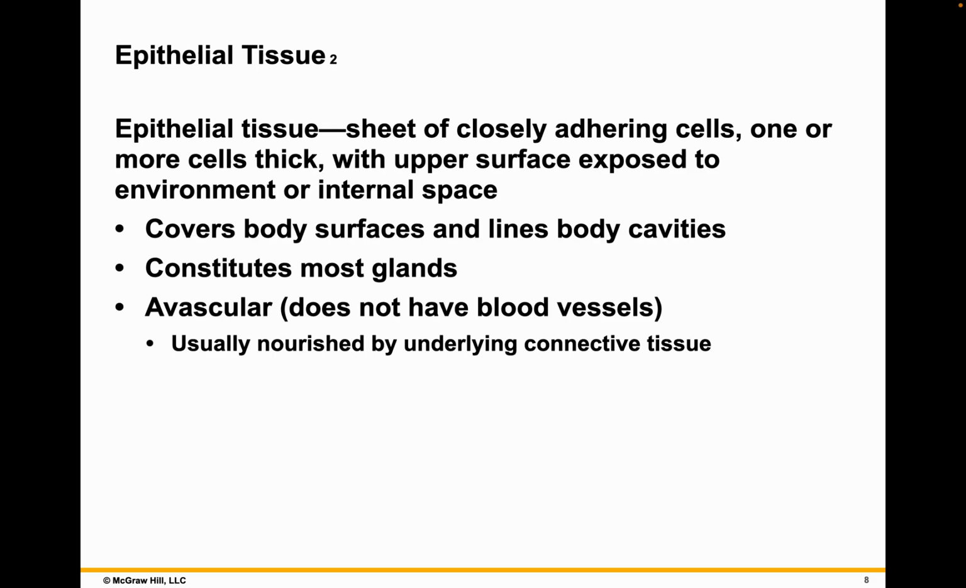Epithelial tissue, the first type of tissue, are sheets of closely adhering cells, 1 or more cells thick, with the upper surface exposed to the environment or an internal space. These are linings and coverings. They constitute most of the glands. They are avascular. They don't have blood vessels, and they are generally nourished by the underlying connective tissue.